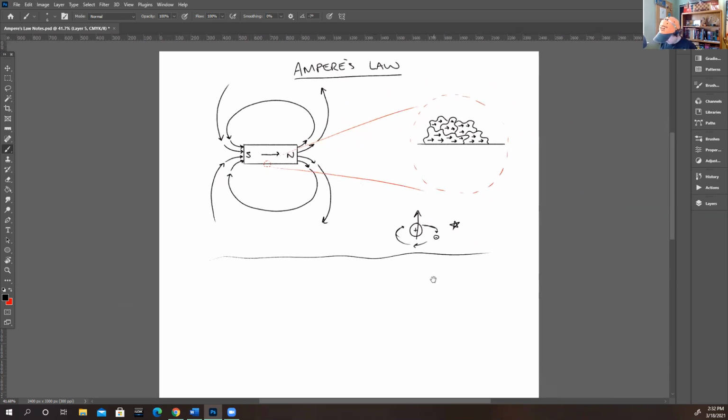Let me do some vector notation. The magnetic field, commonly you could just say B. The symbol for the magnetic field is B. So, B field.